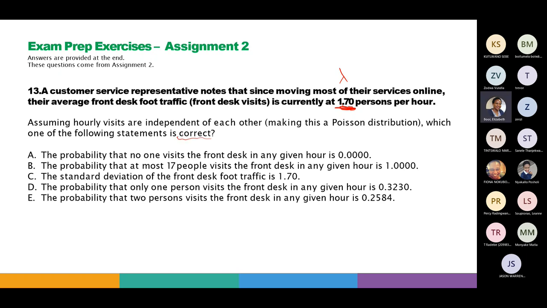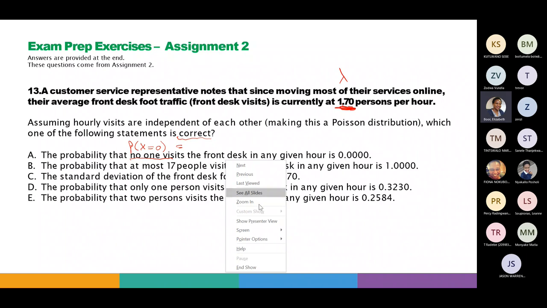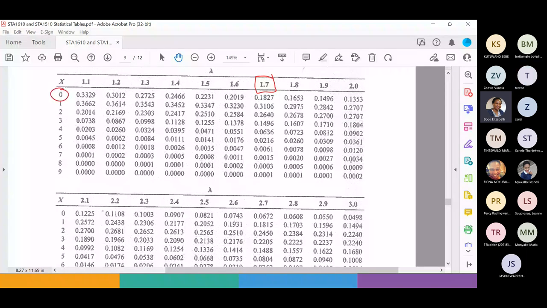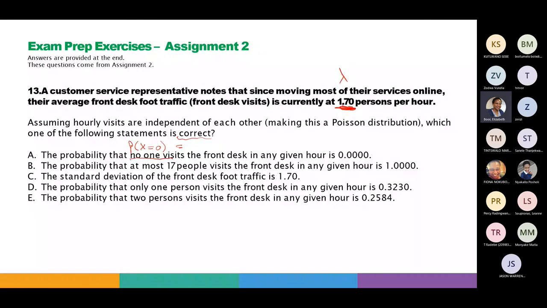Which one of the following statements is correct? We need to validate each one of them. The probability that no one visits the front desk means the probability that X equals 0. What is that probability? Go to the table and look for it. Don't get trapped by 0.00. Go to the table to validate, because the table has all the probabilities. The probability of no one visiting is 0.18527. So that is incorrect.